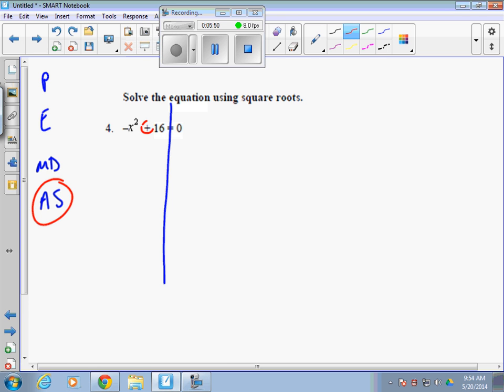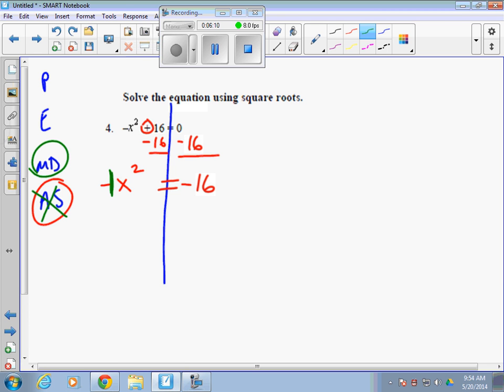You can see plus 16. Undo that by subtracting it. If you subtract it on the left, subtract it on the right. 0 minus 16 is negative 16. You still have negative x squared, or negative 1 times x. There's no more addition and subtraction going on, so you look for multiplication and division.